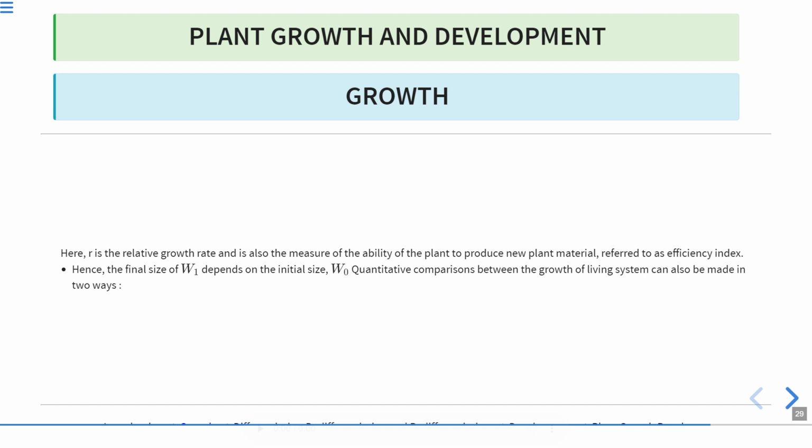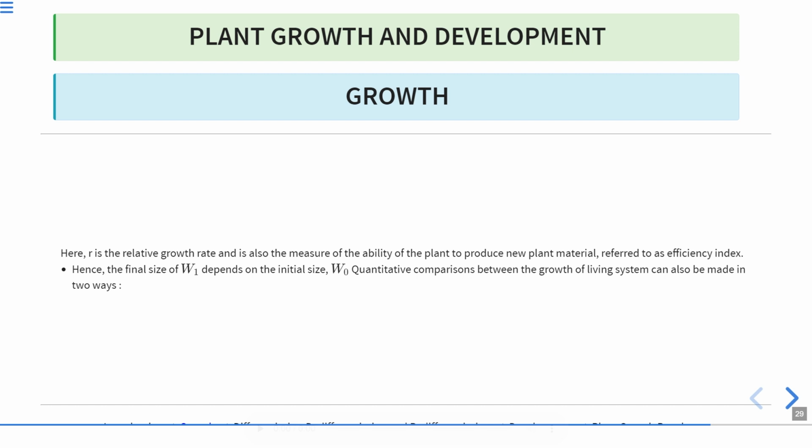Here R is the relative growth rate. R is showing the relative growth rate, and it is also the measure of the ability of the plant to produce new plant material. So R is used to measure the ability to produce new plant material, how it is going to produce the new plant material. And that is referred to as the efficiency index.